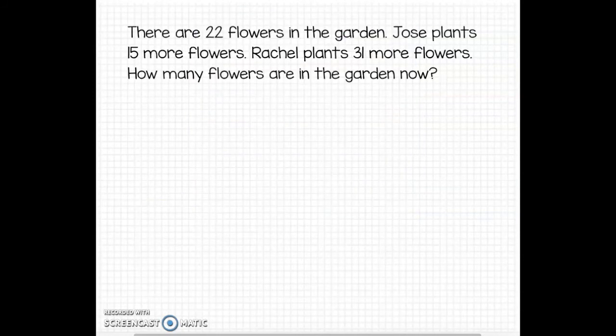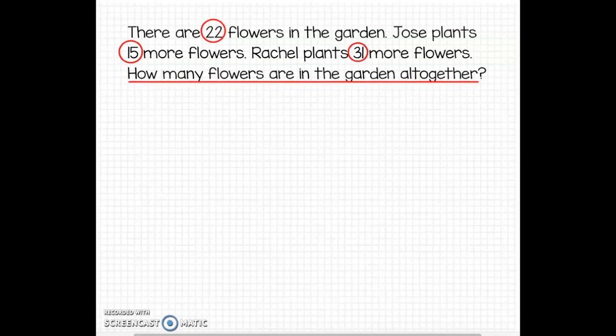The problem states, there are 22 flowers in the garden. Jose plants 15 more flowers. Rachel plants 31 more flowers. How many flowers are in the garden now? I circled 22, 15, and 31 because those are the important numbers I need to focus on. I underlined how many flowers are in the garden altogether because that is the question. I boxed more, and altogether because those key words tell me that I need to add.